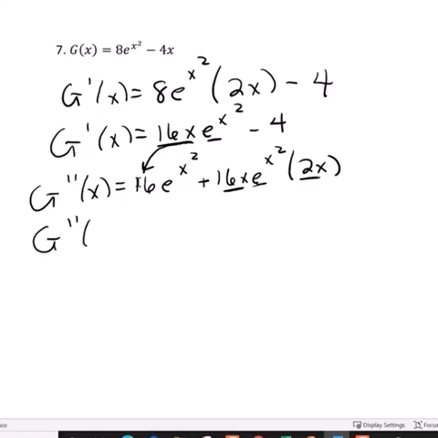We can simplify that. I have 16e to the x squared plus 2 times 16 is 32, x times x is x squared, e to the x squared. If you wanted to, you could factor out a 16 and an e to the x squared. Not really necessary yet. It'll come.